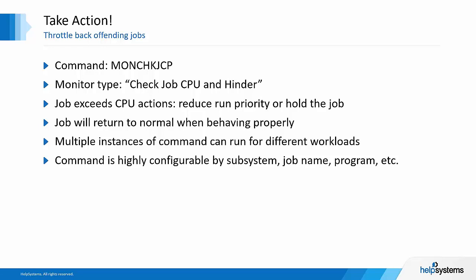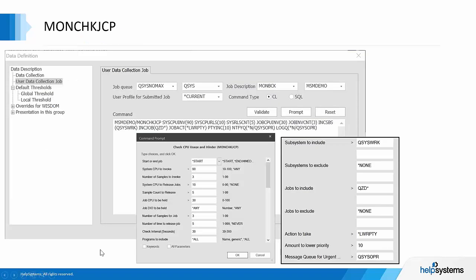I could put the job on hold. I could change the run priority, and that's actually what we're going to do: we're going to lower the run priority by a certain amount for every 30-second iteration until it starts behaving. We can tell it how many samples to take. We're saying 3 samples. Those are 3 30-second samples, and then we're going to take action.